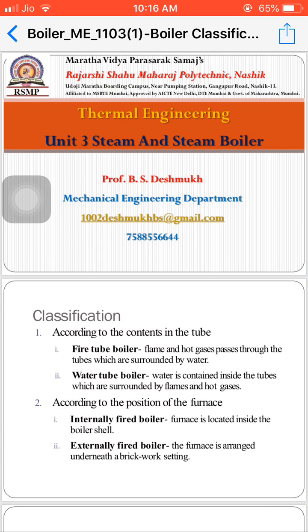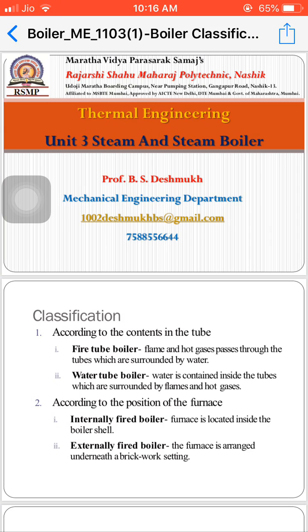Now, the first classification is based on the content in the tube. There are two types. First one, fire tube boiler, and second one, water tube boiler. Fire tube boiler means flame and hot gases pass through the tubes which are surrounded by the water. And in water tube boiler, water is contained inside the tubes which are surrounded by flames and hot gases.